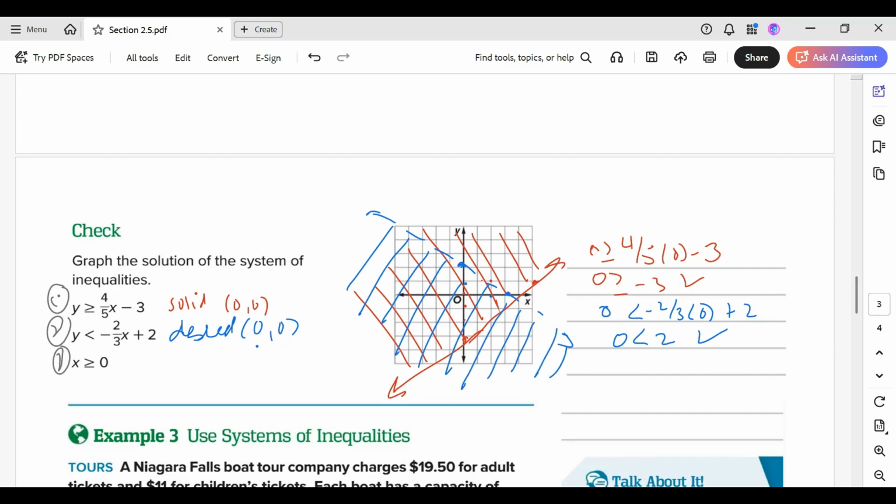And then the third one says x is greater than 0. So again, we're going to use a solid line. X at 0, solid line going up and down. And it says all the values of x have to be greater than that. So we are shading to the right. And our solution is this piece in the middle, the common overlap, which is our triangle in the middle.